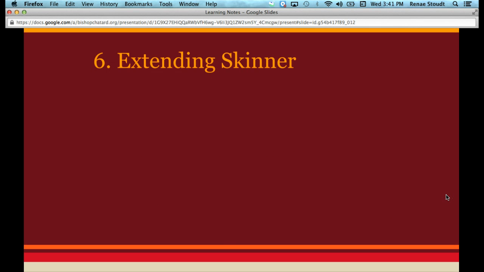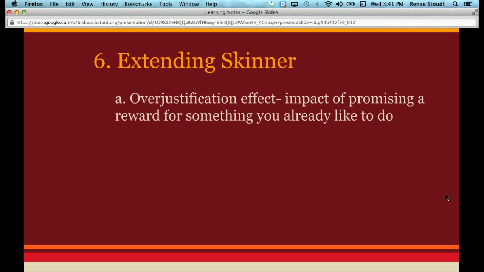All right, so going beyond Skinner with operant conditioning. What they found is that there's something called the over-justification effect. People after Skinner started applying operant conditioning to everything. Let's just reinforce all of these things. Well, what they found is that there's sometimes a problem with this when you're talking about something that people generally like to do already, and they have this intrinsic motivation to do it.